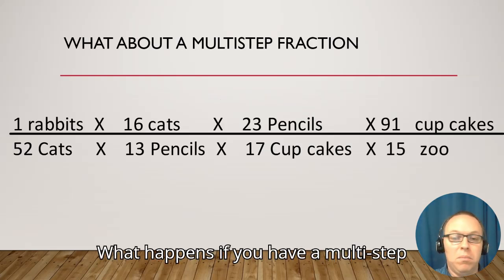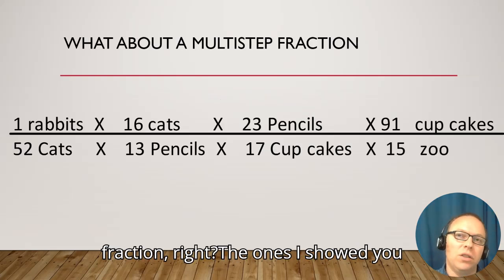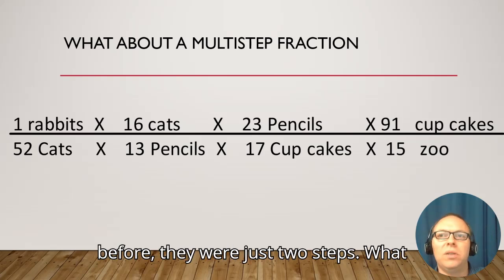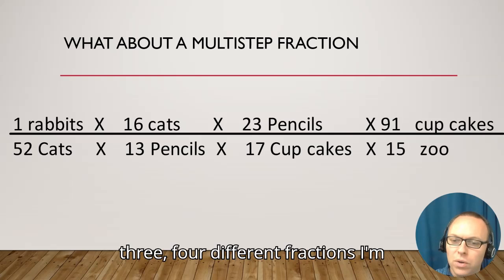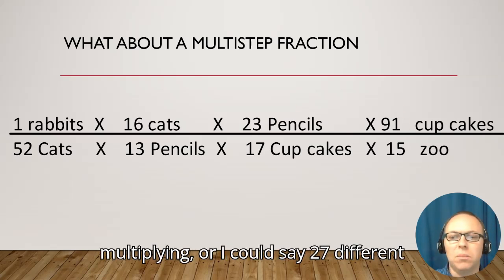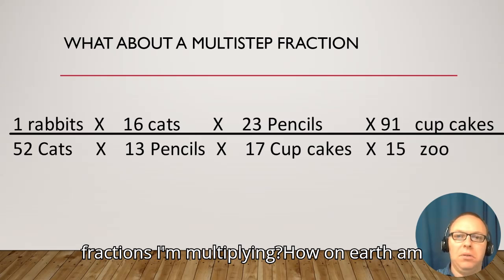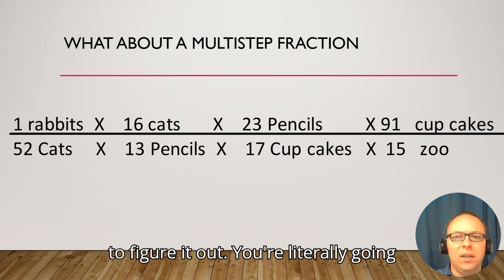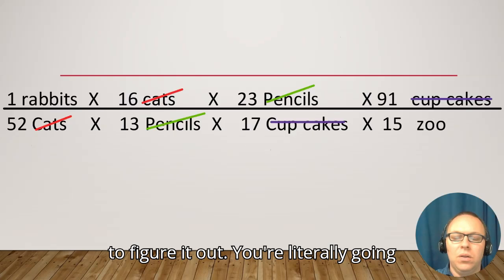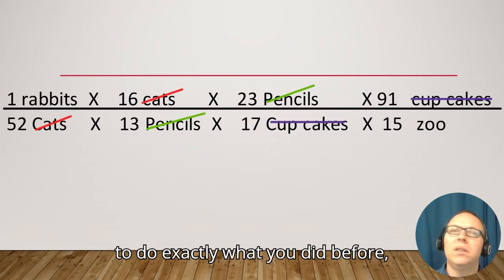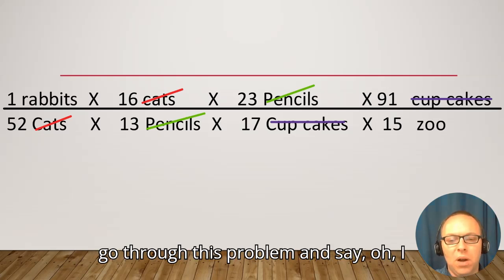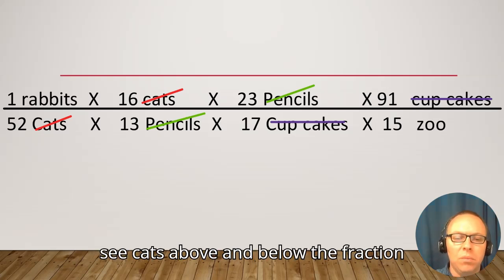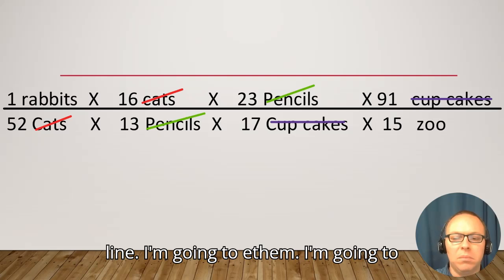What happens if you have a multi-step fraction, right? The ones I showed you before, they were just 2 steps. What happens if I got 1, 2, 3, 4 different fractions I'm multiplying, or I could say 27 different fractions I'm multiplying? How on earth am I going to do that? I'll give you a second to figure it out. You're literally going to do exactly what you did before, nothing different. And so you're going to go through this problem and say, I see cats above and below the fraction line. I'm going to erase them. I'm going to cancel them.